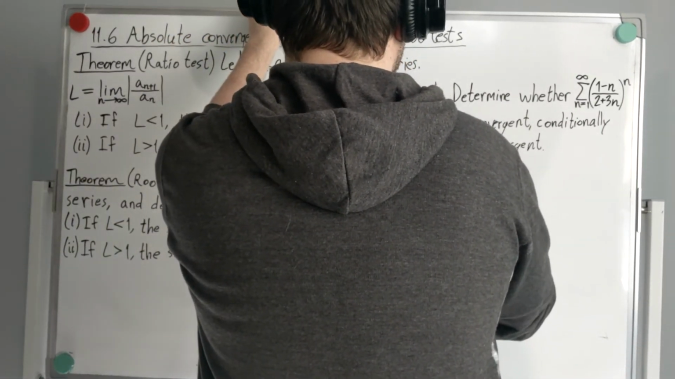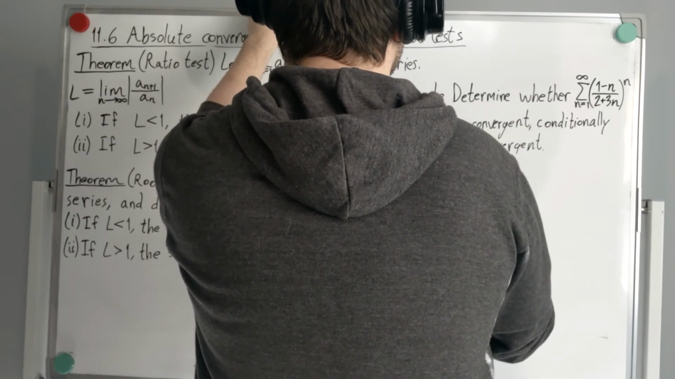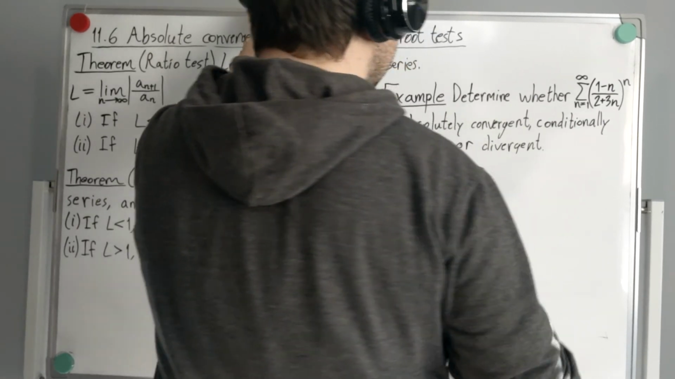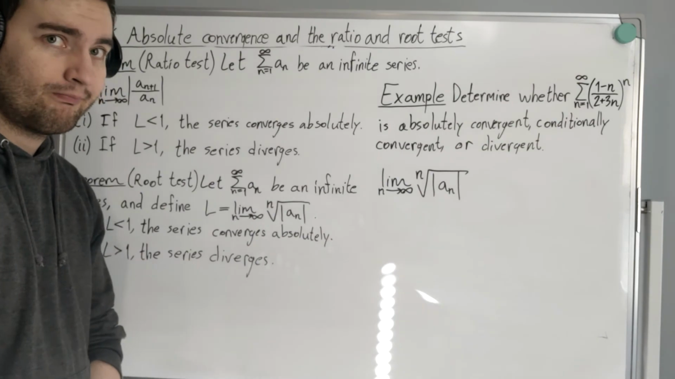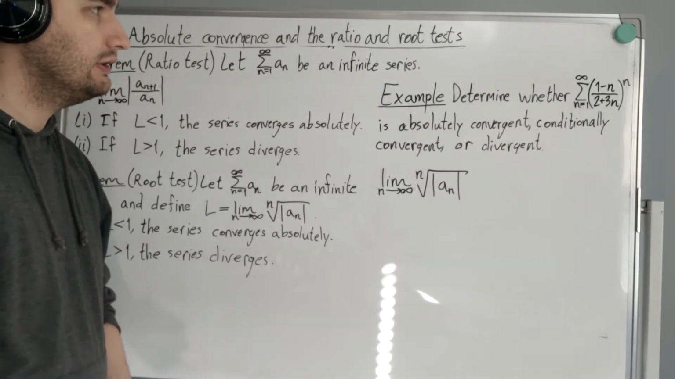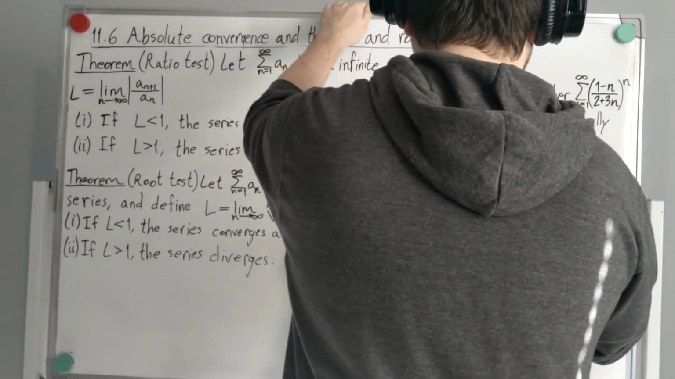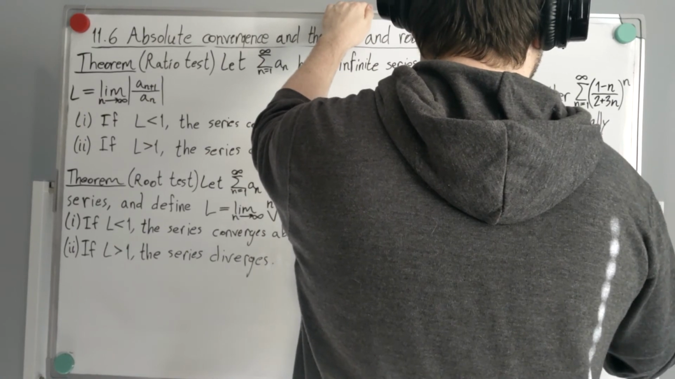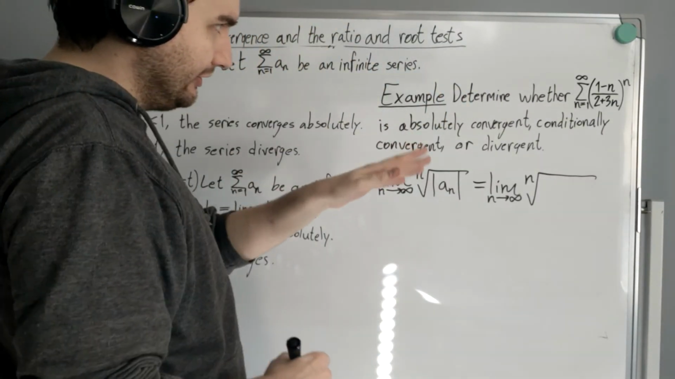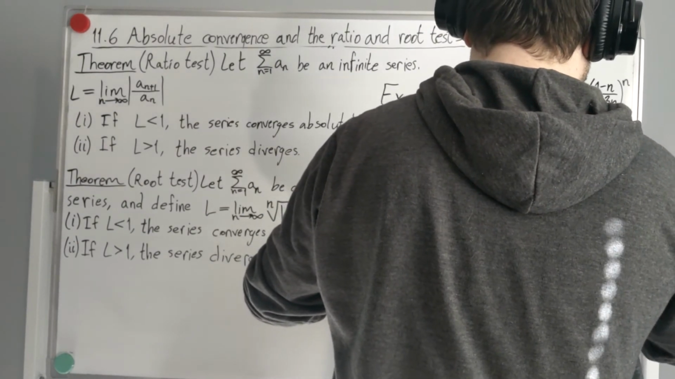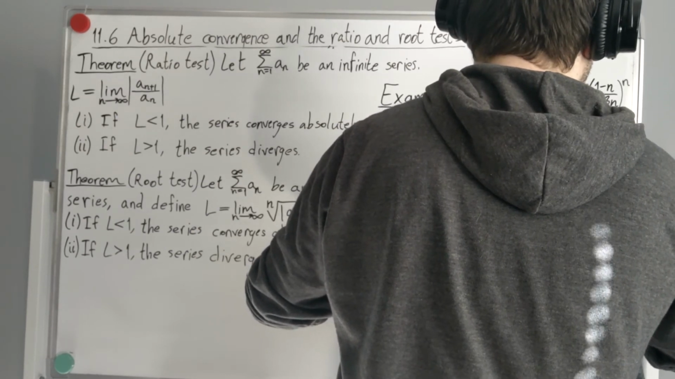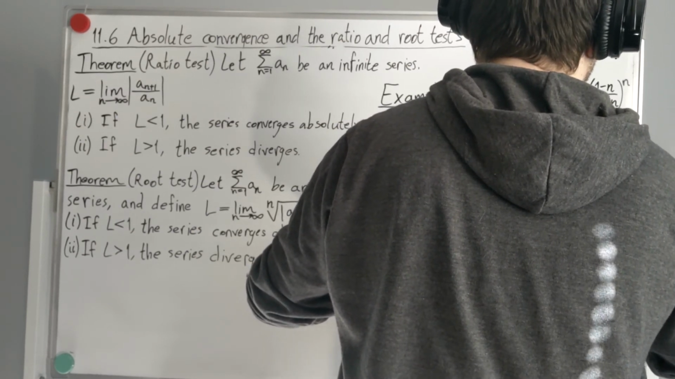So let's look at how this works. We want to take the limit as n approaches infinity of the nth root of the absolute value of a_n. Okay, let's see here. In our case, a_n, so we need the nth root of, the absolute value of a_n is going to be the absolute value of 1 minus n over 2 plus 3n raised to the nth power.